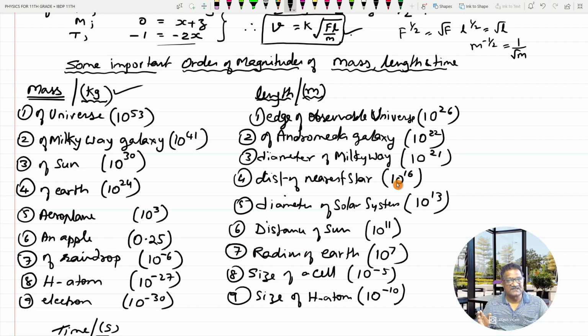The distance of the nearest star is 10 raised to 16 meters. The diameter of our solar system is 10 raised to 13 meters. The distance of the sun from the earth is 10 raised to 11 meters. The radius of the earth is 10 raised to 7 meters. The size of a cell is 10 raised to minus 5 meters. The size of the hydrogen atom is 10 raised to minus 10 meters. So these are the orders of magnitude.